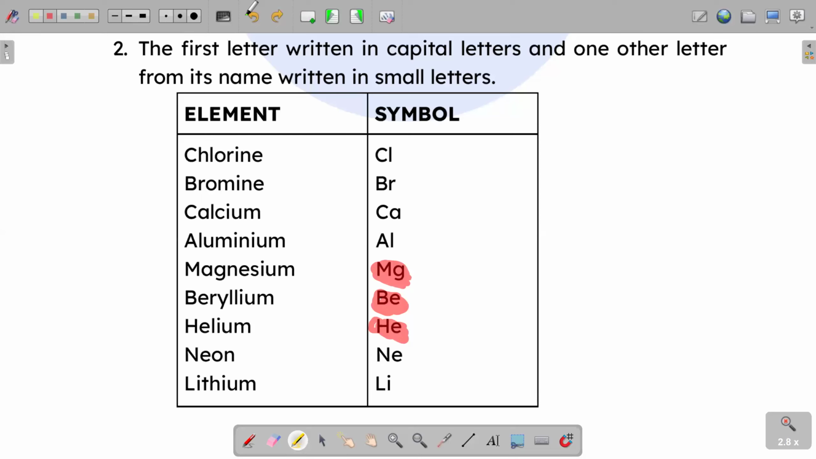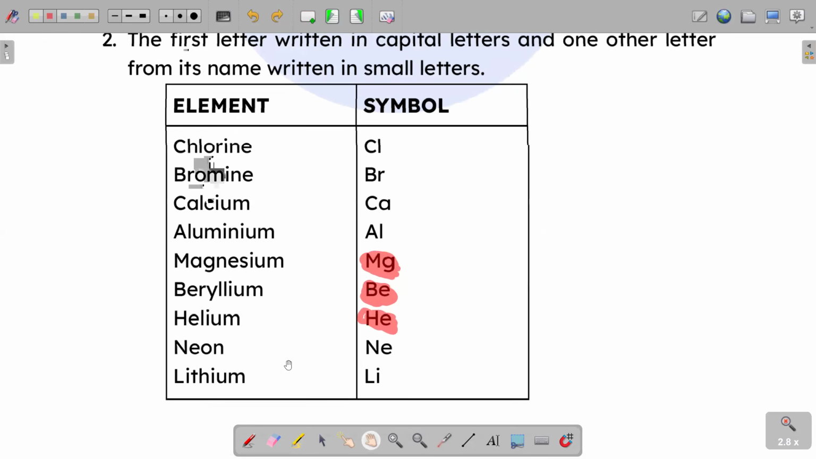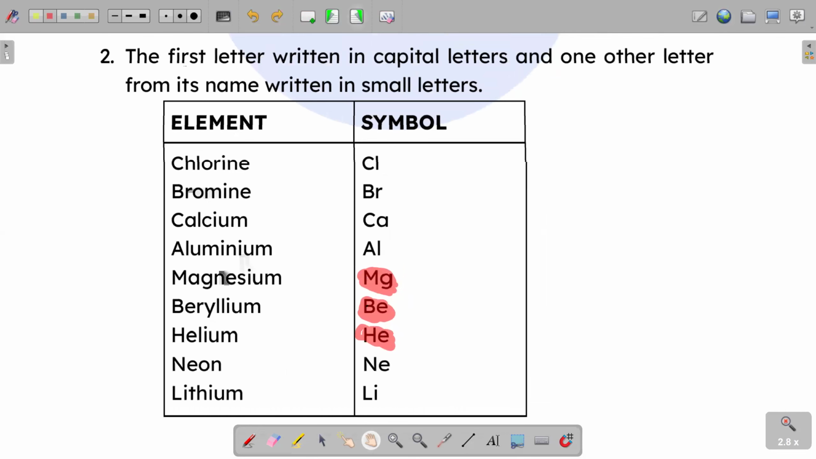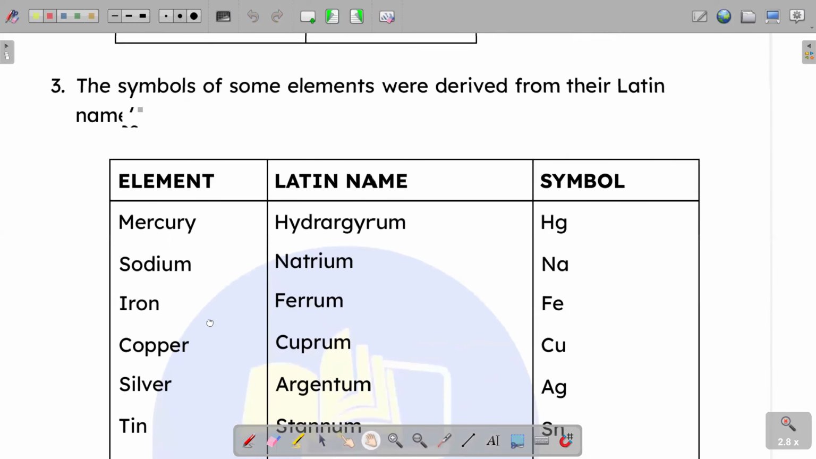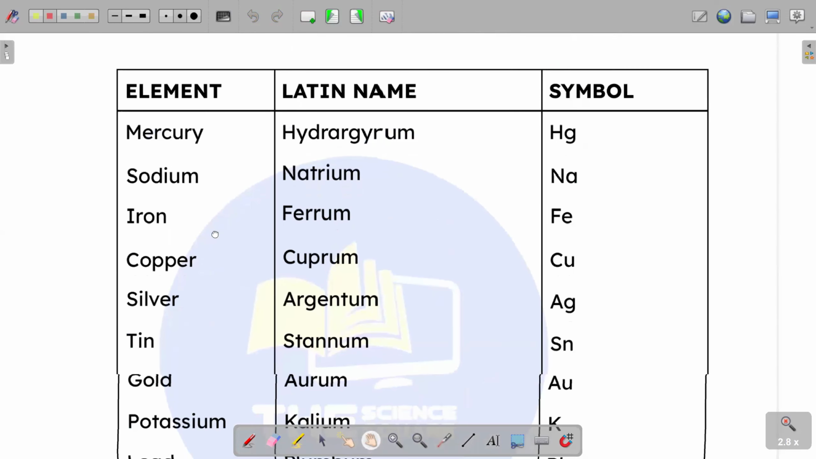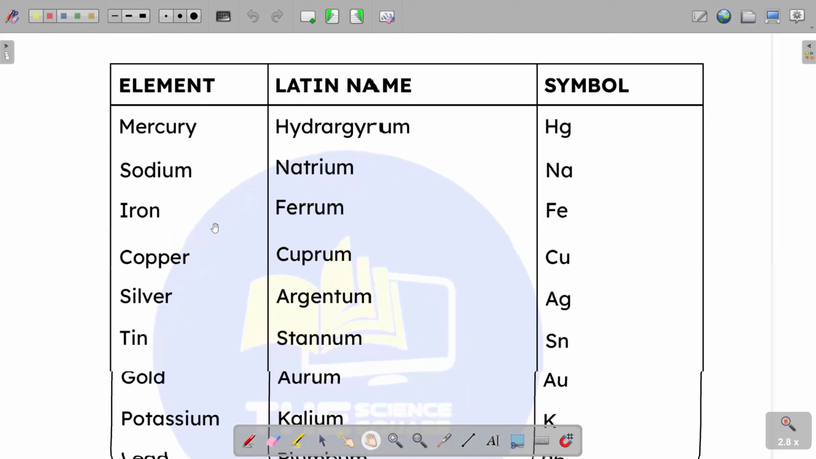Now the third way is from their Latin name. Some elements get their symbol from their Latin name. Okay, so let's look at such elements. We have mercury. Mercury has a symbol Hg.